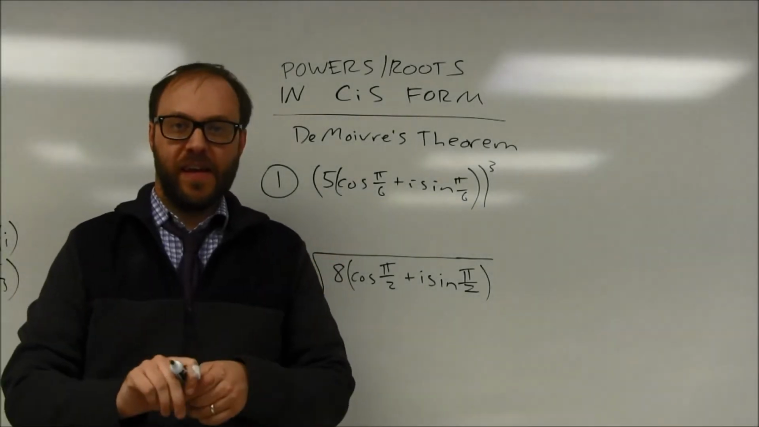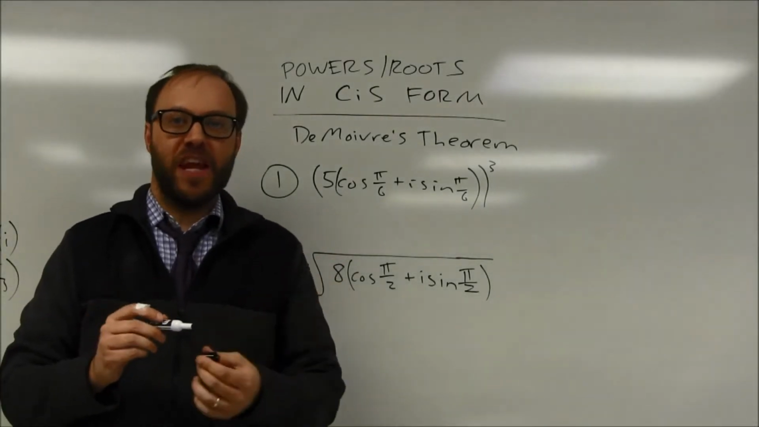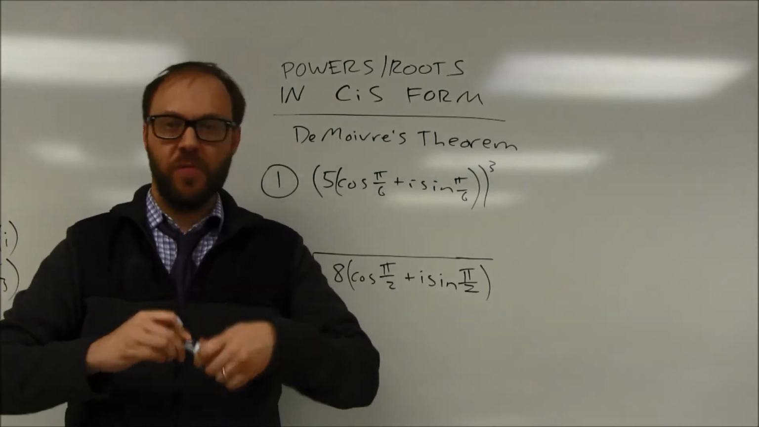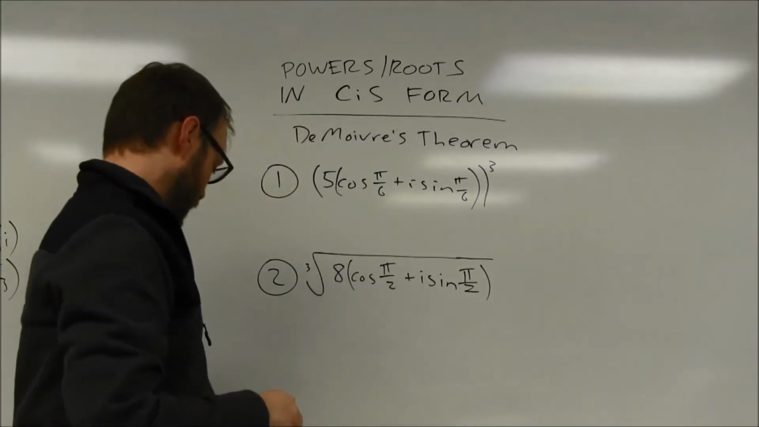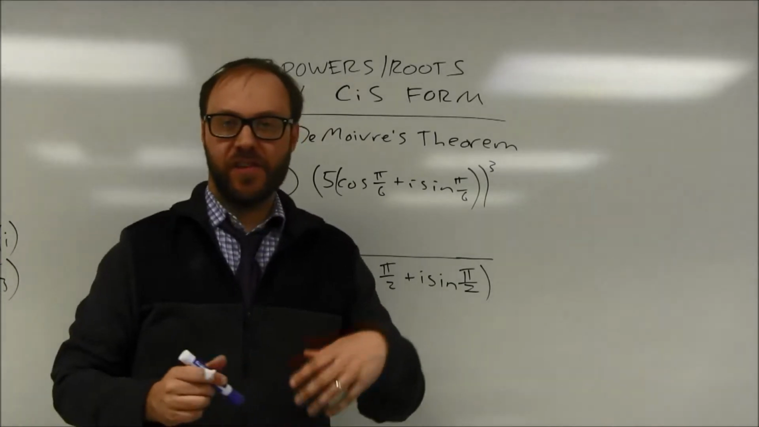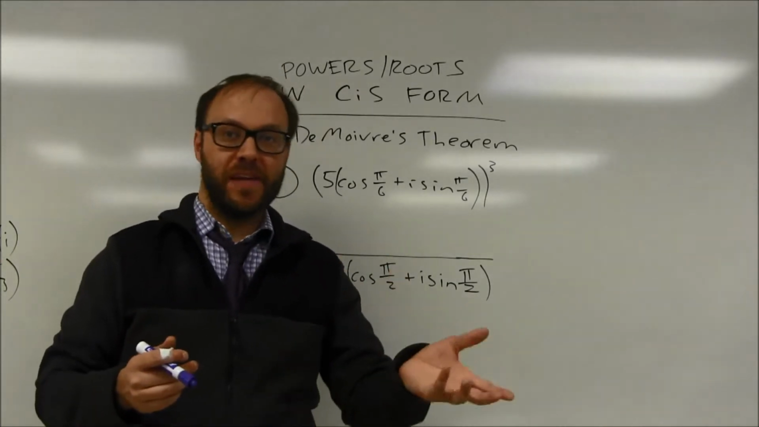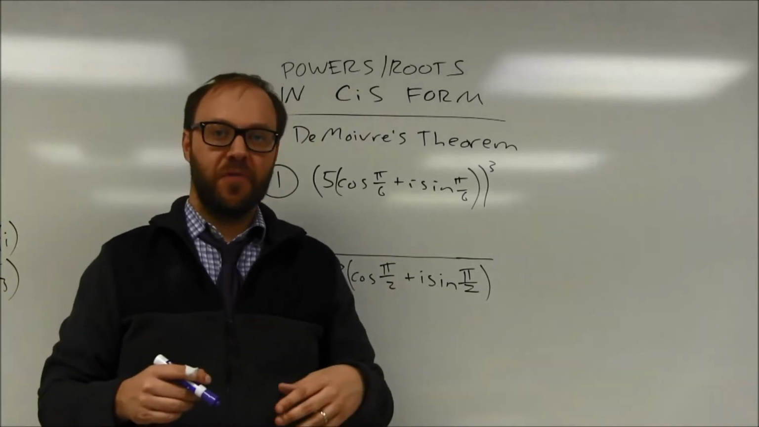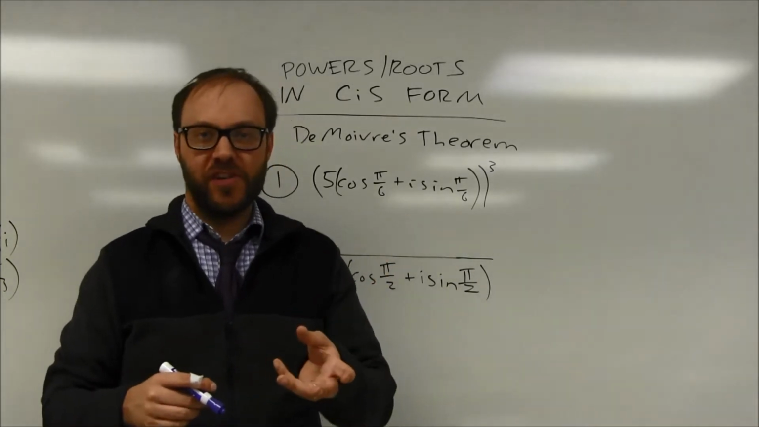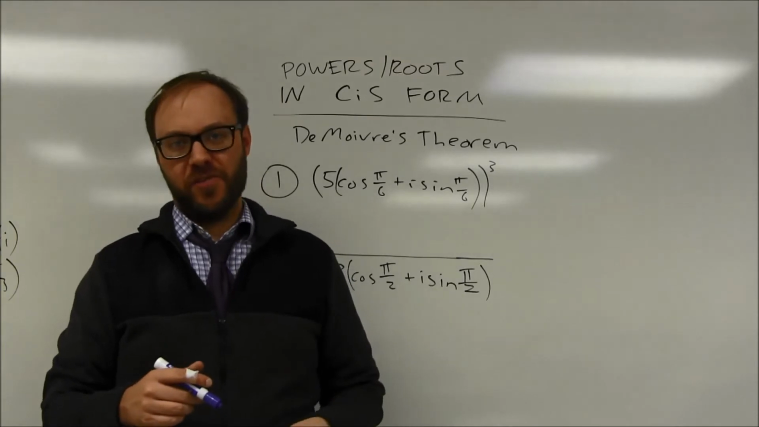All right, now I'm going to look at an example of taking powers and roots using cis form, or cosine I sine form. And what we're really going to be using here is something called DeMoivre's theorem, which is basically an outgrowth of the multiplication and division process. If you remember, you multiply the lead coefficients, you add the angle measures, okay?